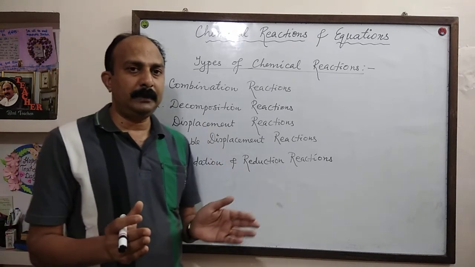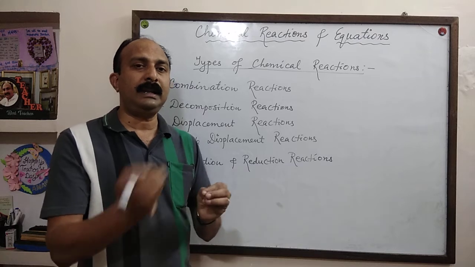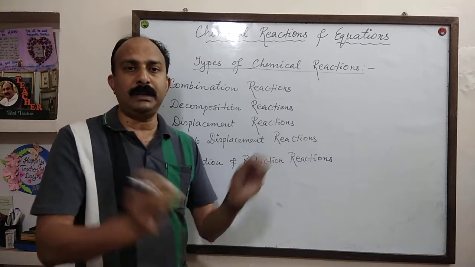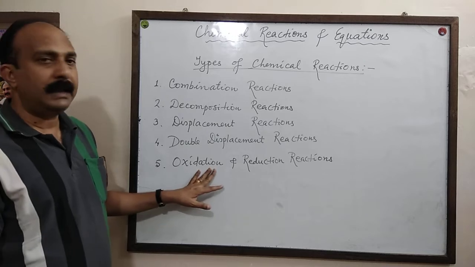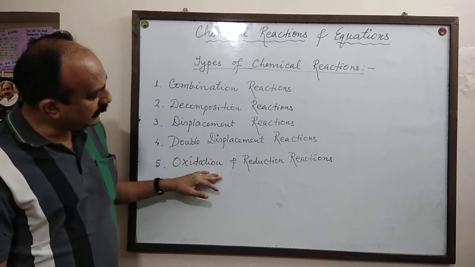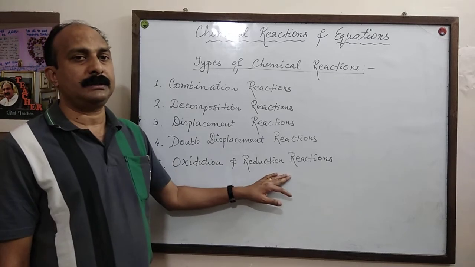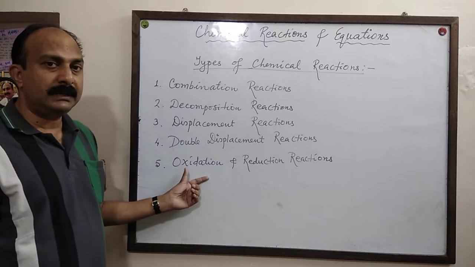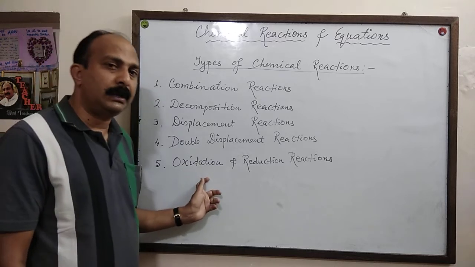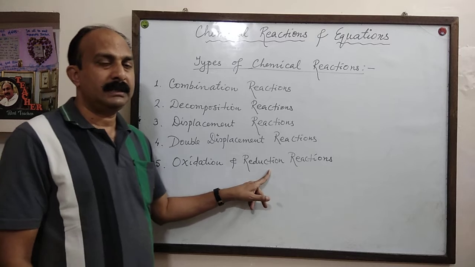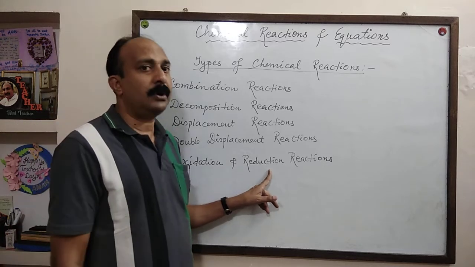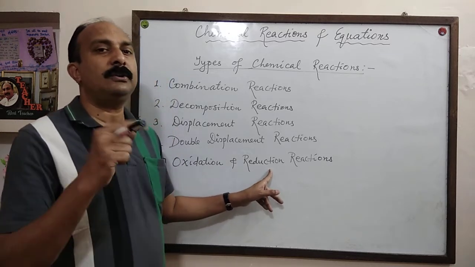Now, double displacement reaction. In double displacement reaction, the ions will interchange with each other. 2 reactants will be there. These reactants will interchange their ions between each other. It is called double displacement reaction. And the last type is oxidation and reduction reaction. Oxidation means addition of oxygen or removal of hydrogen. Reduction means removal of oxygen or addition of hydrogen.